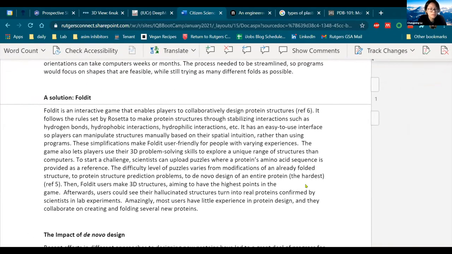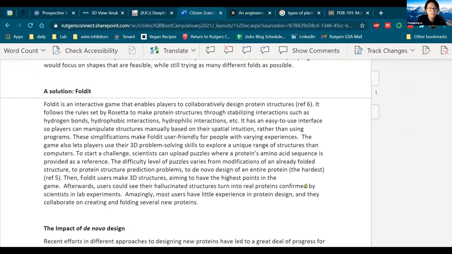FoldIt is an interactive game that enables players to collaboratively design protein structures. It follows the rules set by Rosetta to make protein structures through stabilizing interactions such as hydrogen bonds, hydrophobic interactions, and hydrophilic interactions, etc. It has an easy-to-use interface, so players can manipulate structures manually based on their spatial intuition, rather than using programs. These simplifications make FoldIt user-friendly for people with varying experiences. The game also lets players use their 3D problem-solving skills to explore a unique range of structures compared to computers.